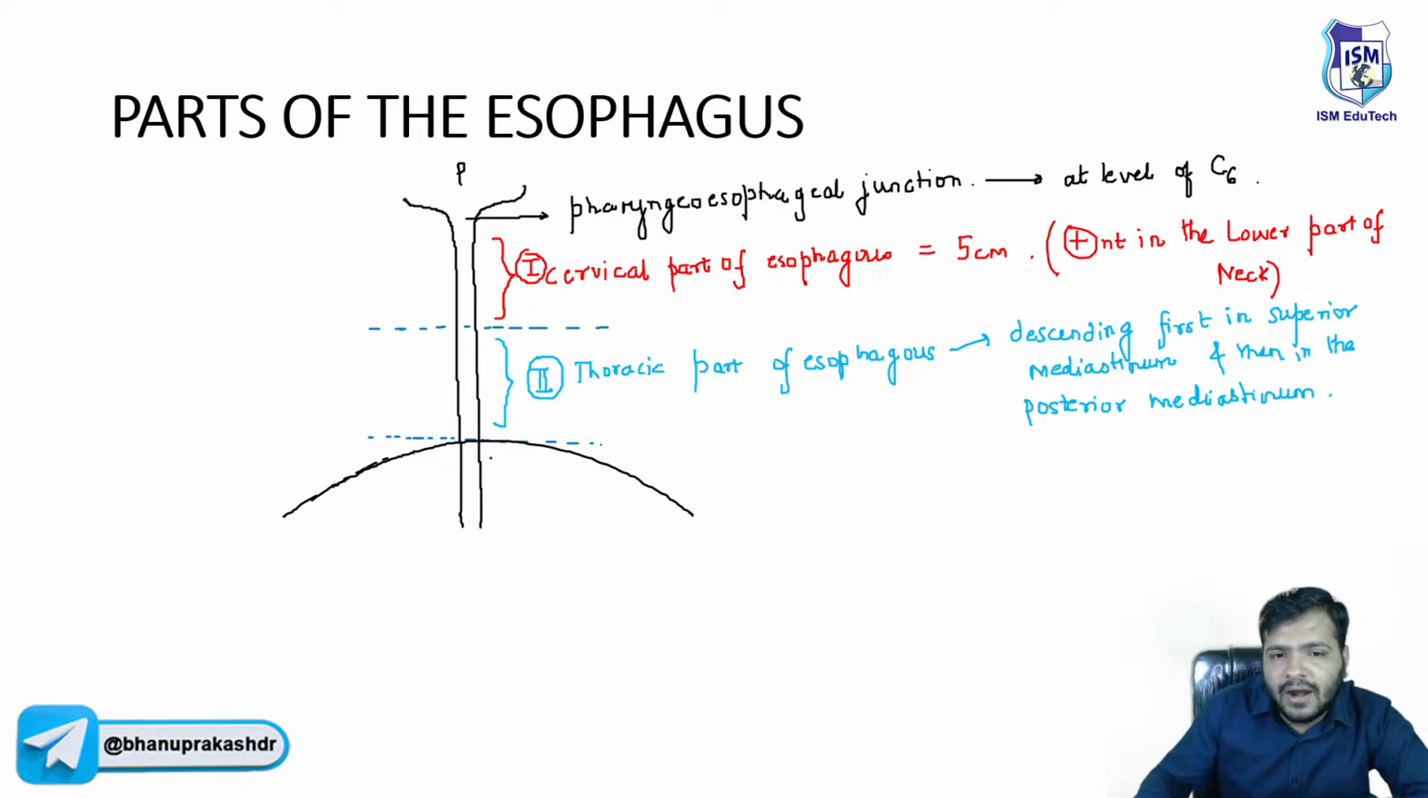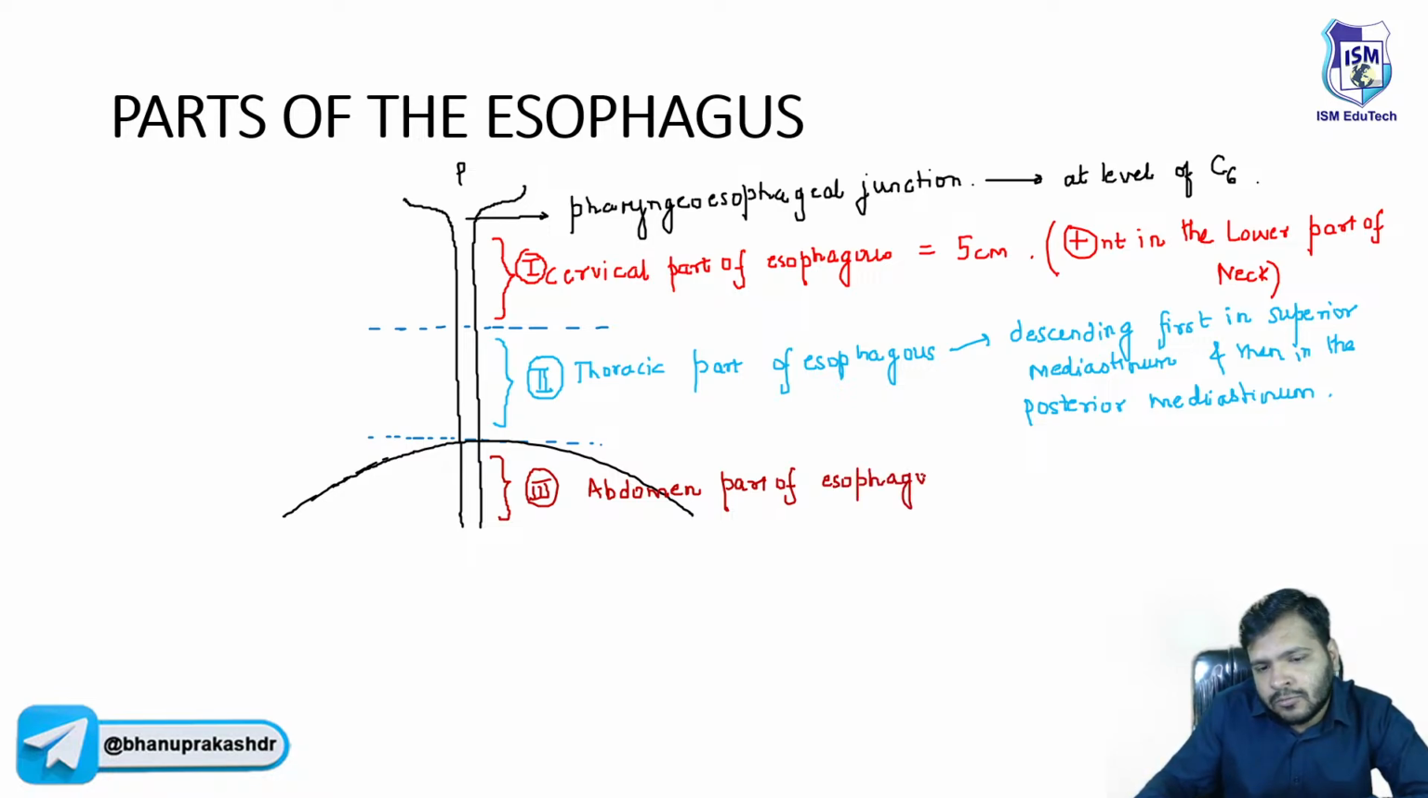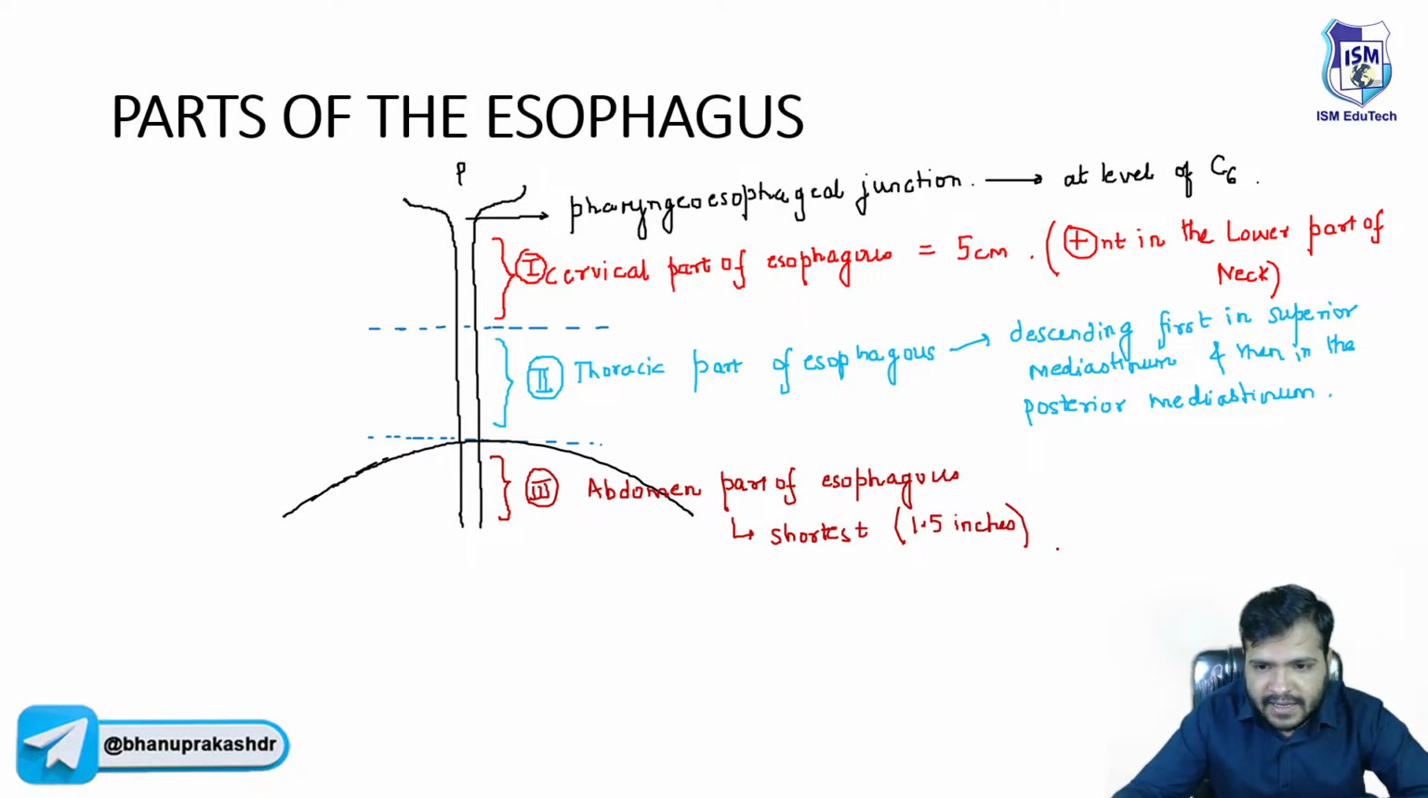Everyone is right, beta. The third part that you all have to remember is the abdominal part of the esophagus. Okay, it is the shortest one, and remember it is only 1.5 inches, approximately 3 to 3.5 centimeter, right? And remember, this is the abdominal part of the esophagus. It is below the diaphragm.